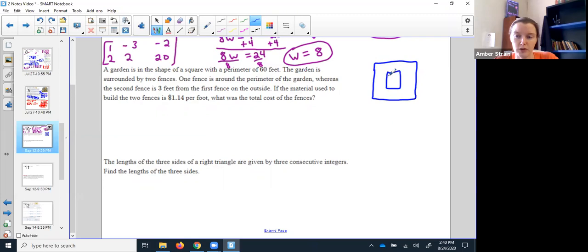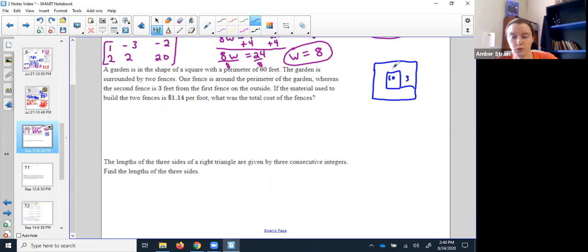So I ended up building two fences, one around the garden and one around my nice pretty sidewalk. So I ended up with these two squares. It says that the garden itself, the inside, was a square with a perimeter of 60, so all the way around was 60. And then it says I built my fence with a 3-foot walking path.